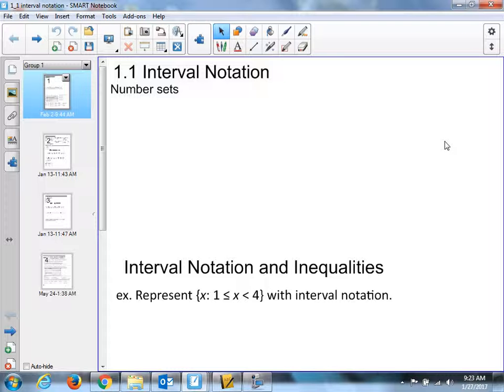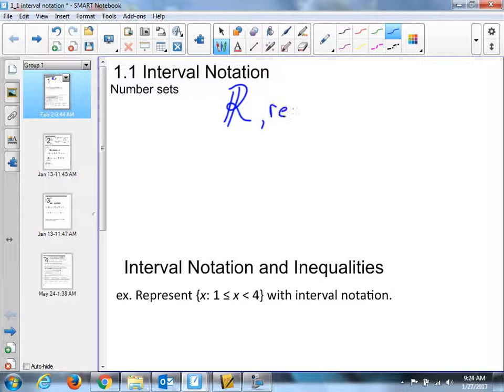Hope somebody does. Number sets, though. What's the number set that we use that includes all the numbers that you guys are familiar with? Real numbers. Yeah. So, sometimes people will use this, the set of real numbers.